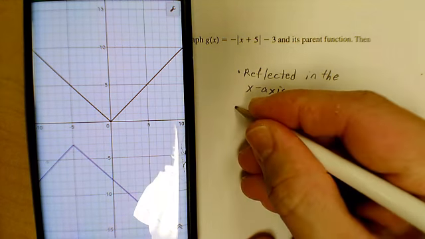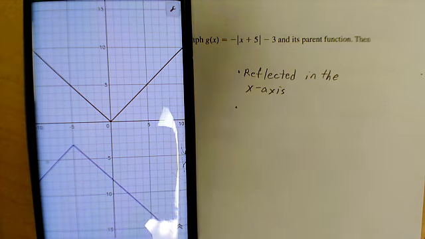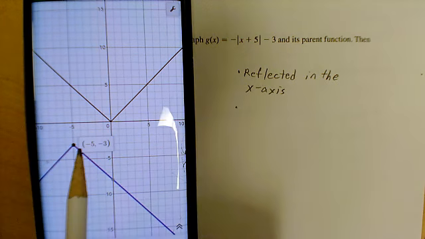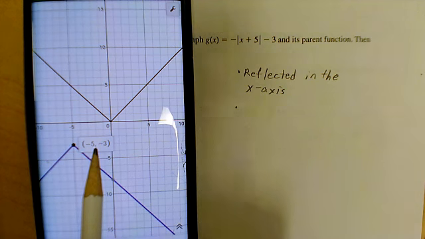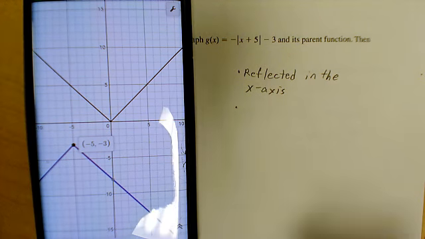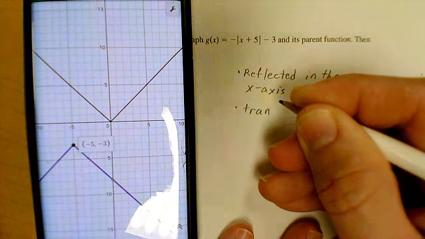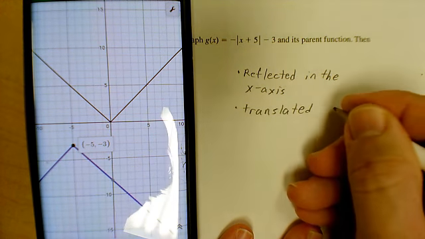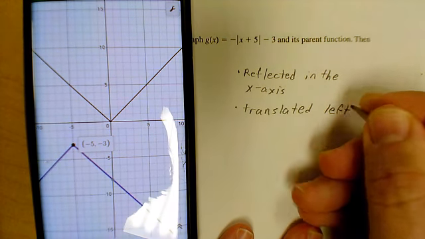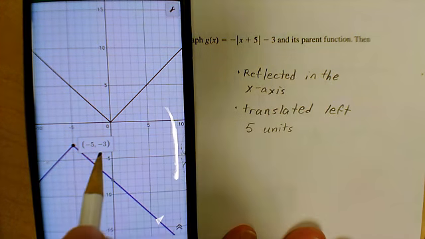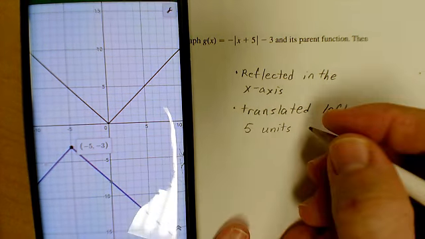All right, it's also been moved left, right, up, and down. I'm going to tap on this new point of inflection here, this change in direction. It's at -5, -3. So the x value is -5. That tells me it's been moved left 5 units. I actually call that translated. Translated left 5 units. And it has also been moved, in this case, down 3 units.